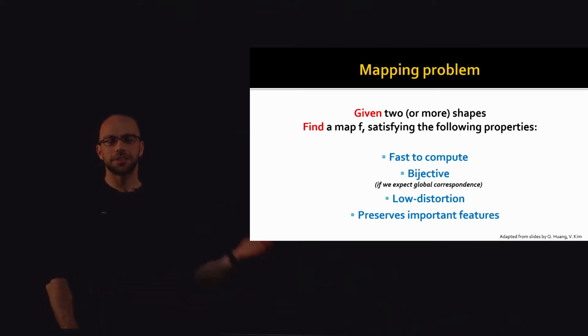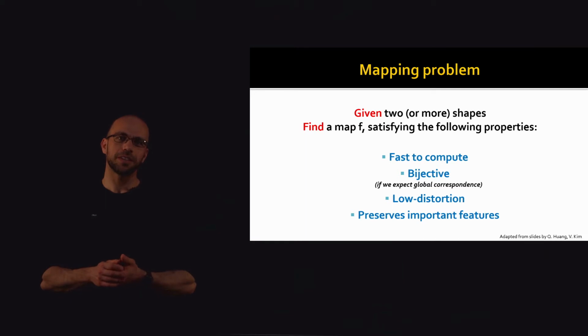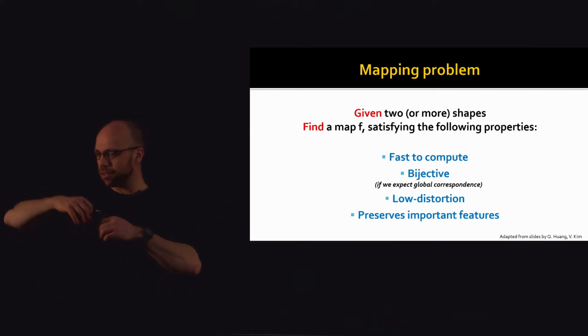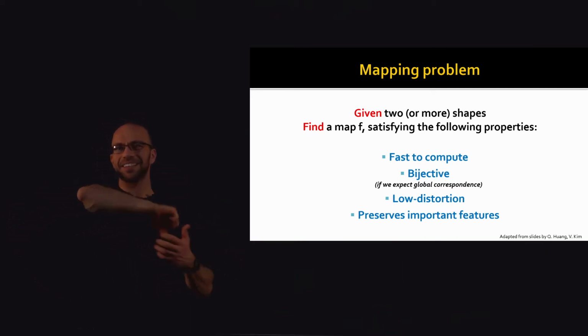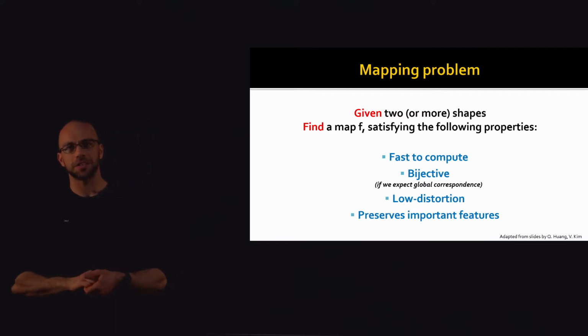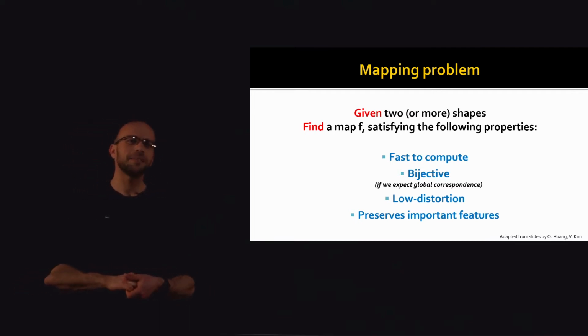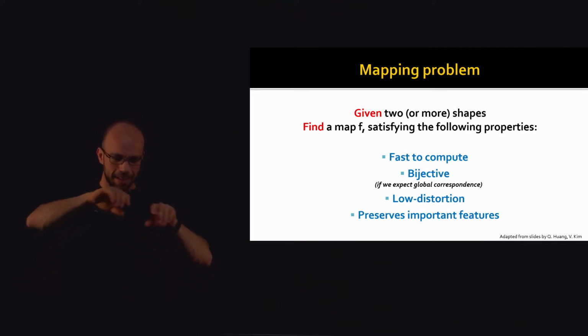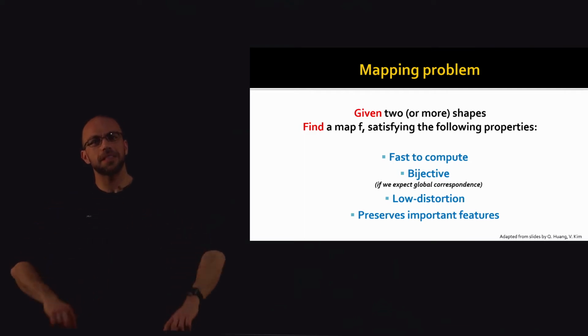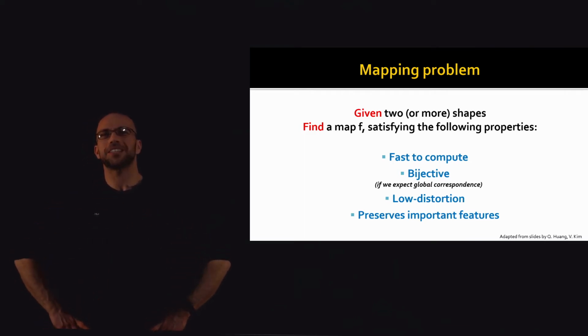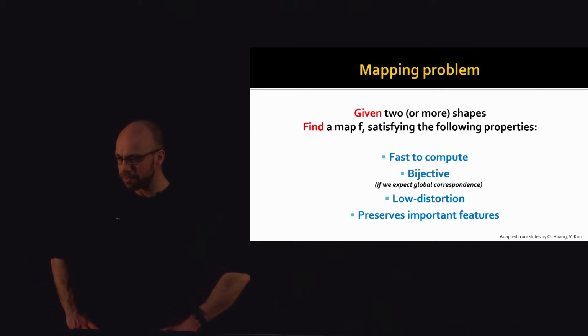Maybe we want to minimize some notion of distortion, like if I think of one surface as a sheet of rubber and I stretch it onto the other, then I don't expect it to stretch all that much. And finally, maybe I want to preserve important features. So for example, in that brain mapping application, maybe somebody has painstakingly marked the important functional segments on some of these brains, and I want to make sure that my correspondence tool preserves at least those regions.